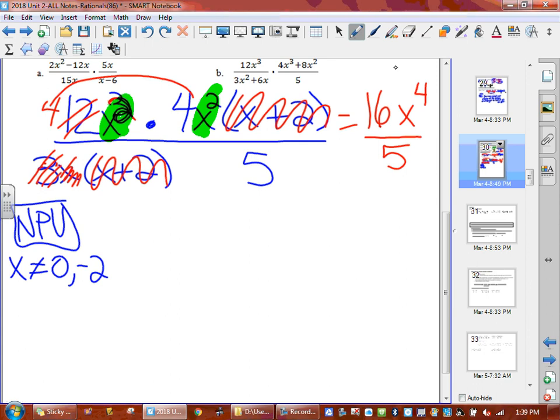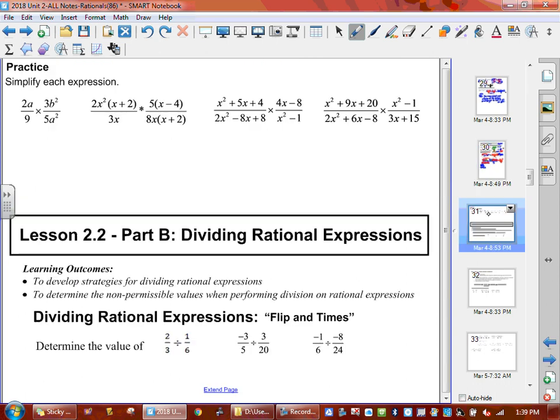Those are your practice questions. There are 4 practice questions. We will take those up first thing tomorrow. This concludes point 2, part 8 of multiplying.